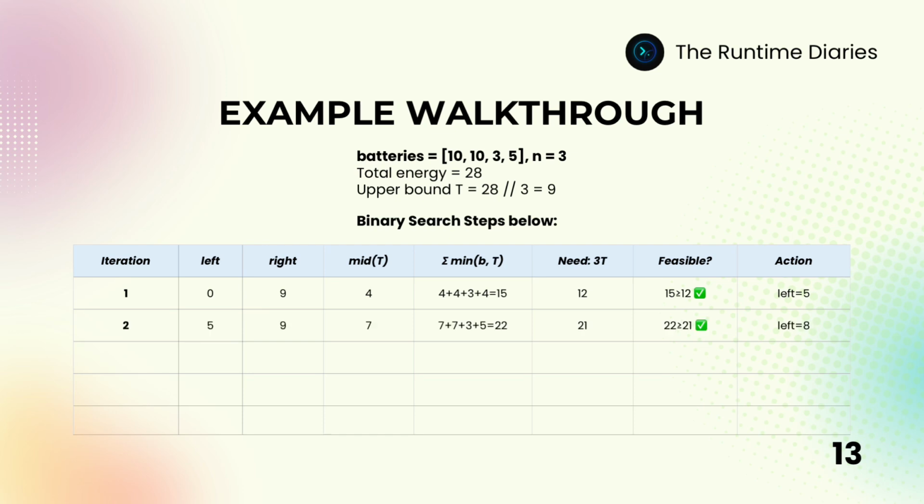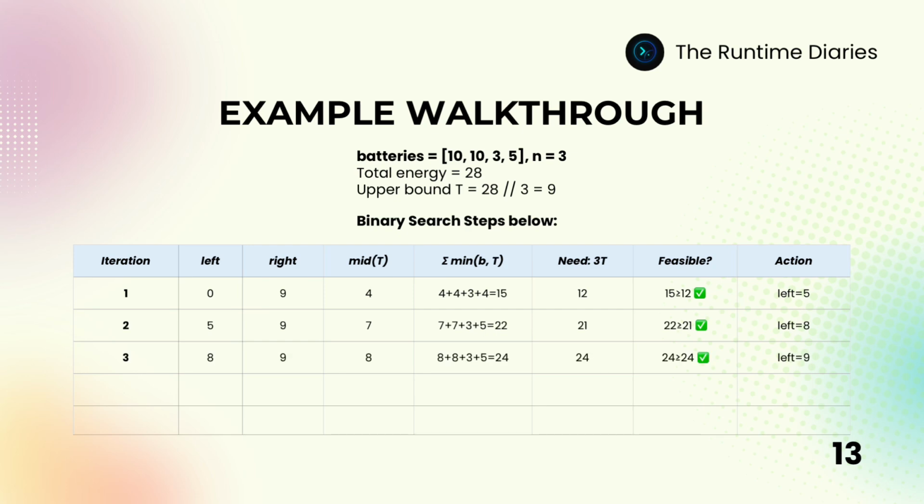Second iteration, we try t equals 7. Total available is 7 plus 7 plus 3 plus 5, which equals 22. We need 3 times 7, which is 21. Since 22 is greater than or equal to 21, t equals 7 is feasible. We move left up to 8.